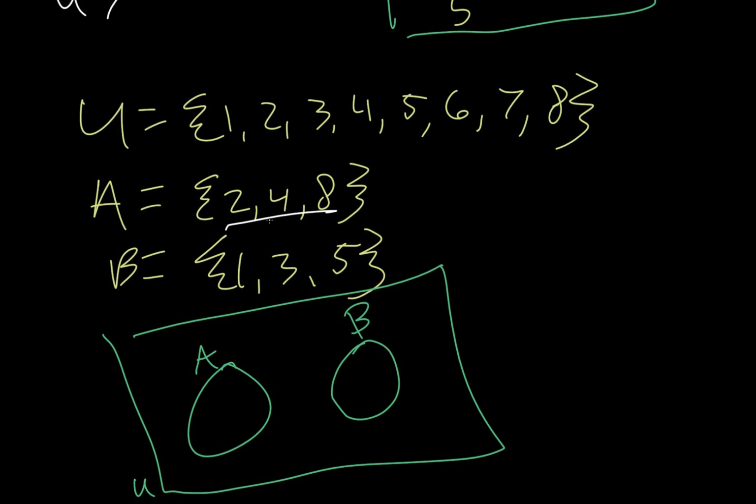So if I write everything that's in A, I get 2, 4, 8. And then if I write everything that's in B, I get 1, 3, 5. And then we need to see what we've used. So we used 1, we used 2, we used 3, we used 4, we used 5, but we didn't use 6, 7, just 6 and 7. So we can place them anywhere in U that's not inside A or B for those last ones.